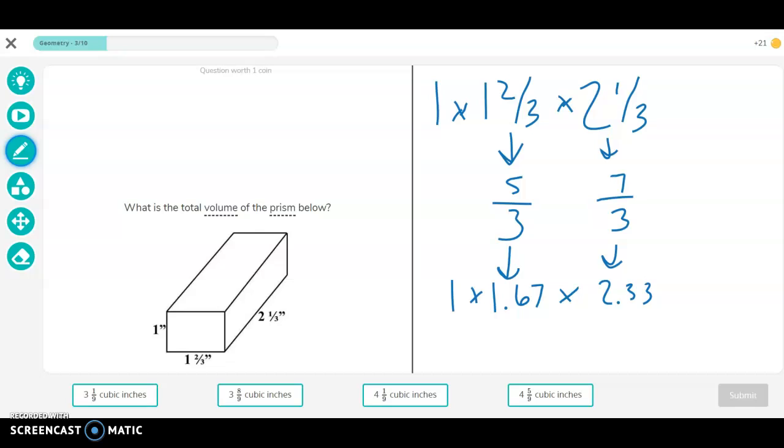Multiply all those together, and that gives you your volume. You're going to have to convert it back into a fraction, and I will show you how to do that in just a second. So after I put this in my calculator down here, I got 3.841.